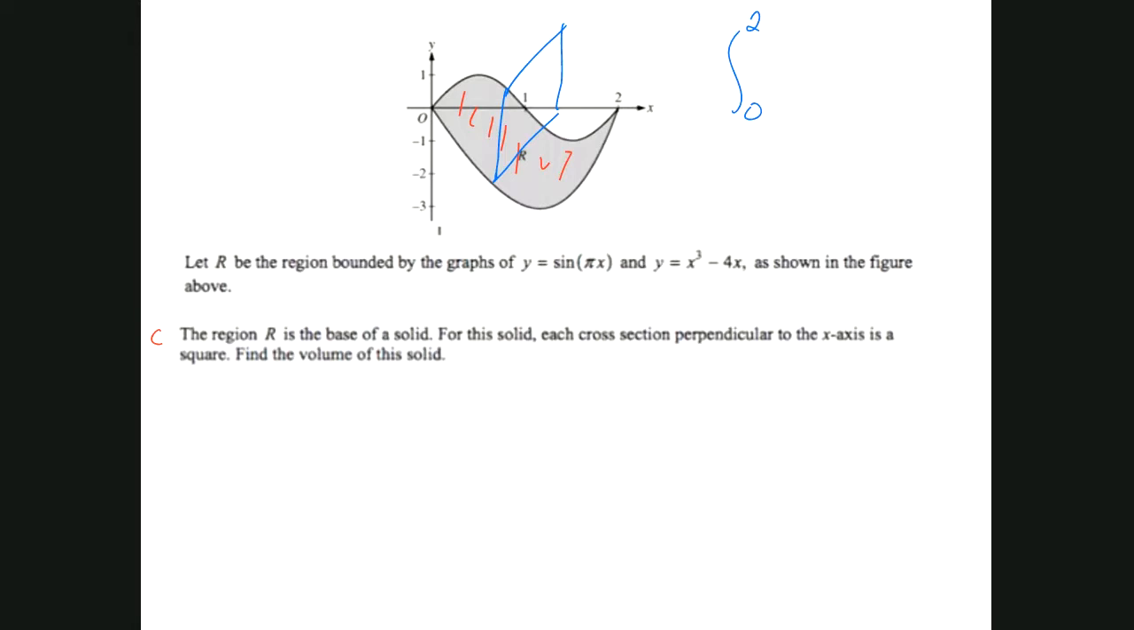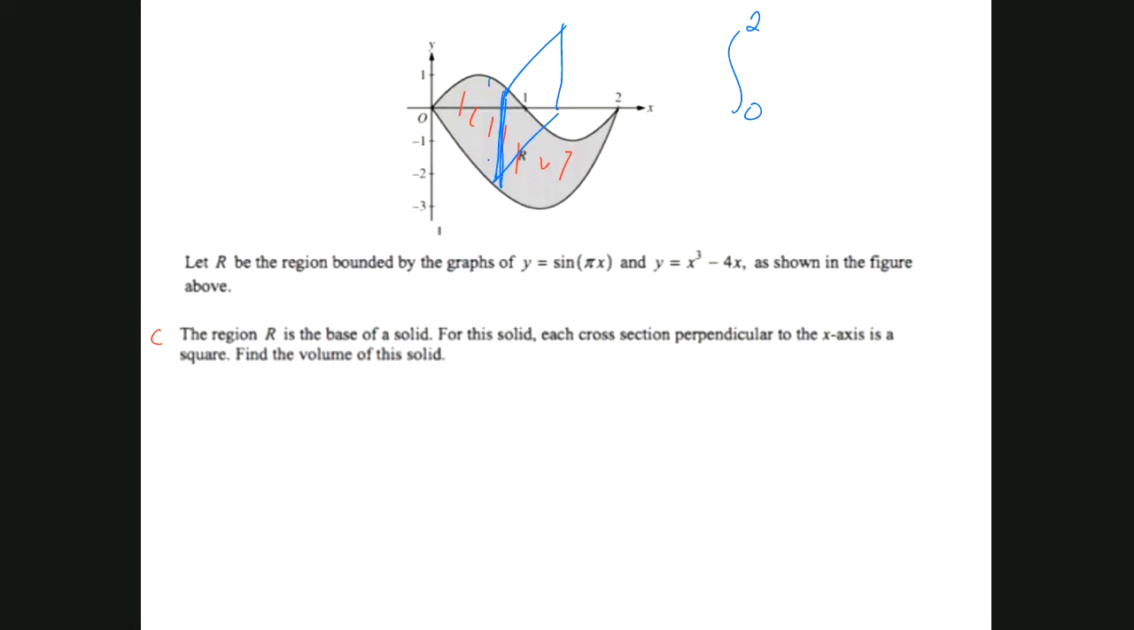It's equal to sine of pi x minus x cubed minus 4x. Oh, so right, because if this is the sine function and this is y equals x to the third minus 4x, it's just top function minus bottom function. That gives us a distance between these two functions.